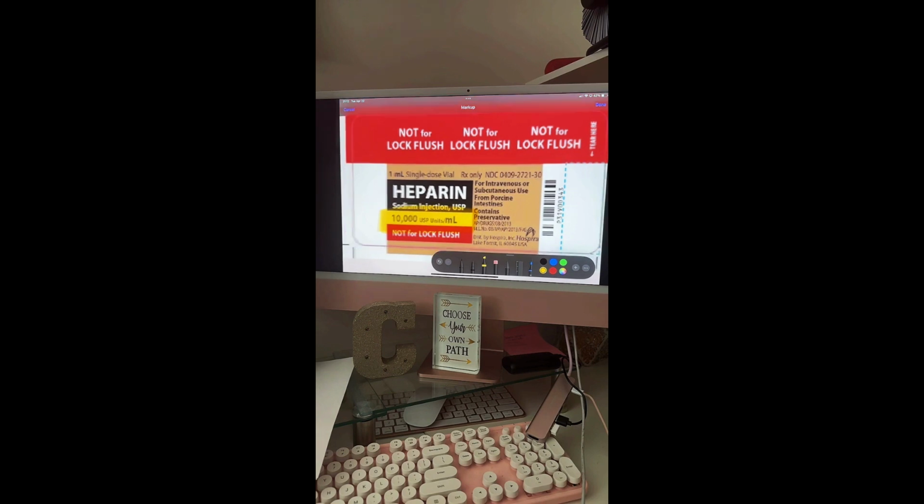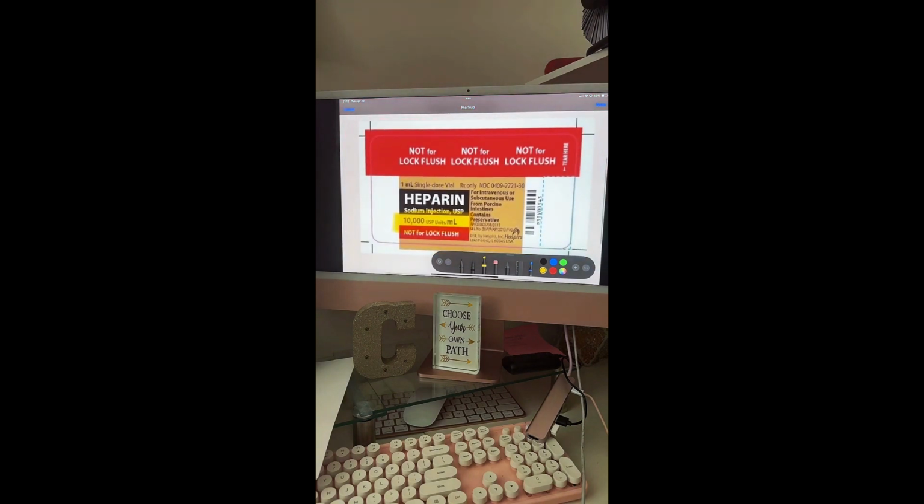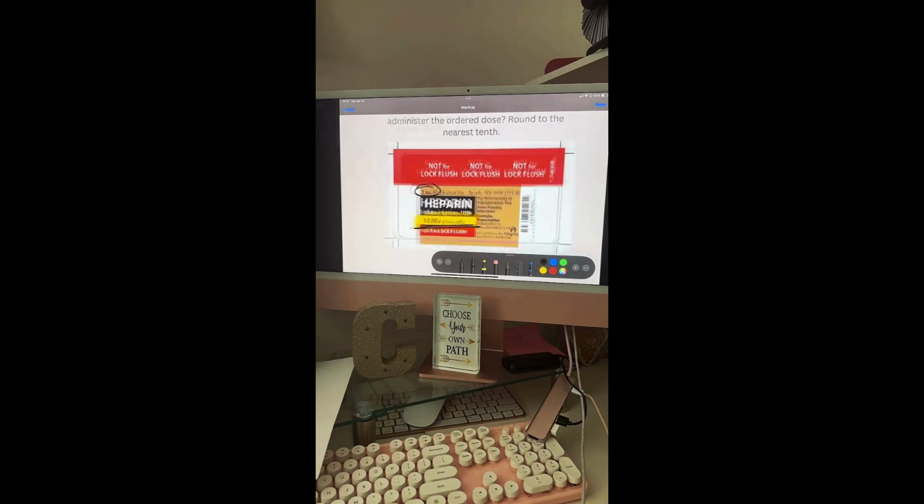Okay? So that's what we're going to use for the label. This 1 milliliter is just telling you that that's how much is in the bottle. That's just telling you it's 1 milliliter in there. So in total, there is 10,000 units per milliliter. Okay? Stop being afraid of labels. You know how to read, write, arithmetic, or you wouldn't be in nursing school. Okay? You got this.